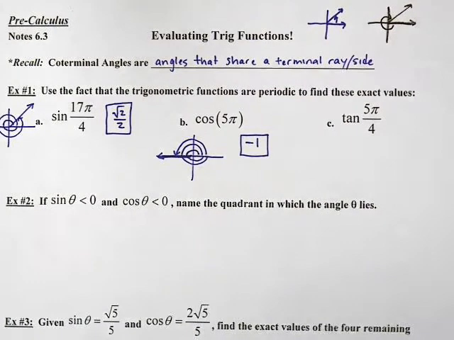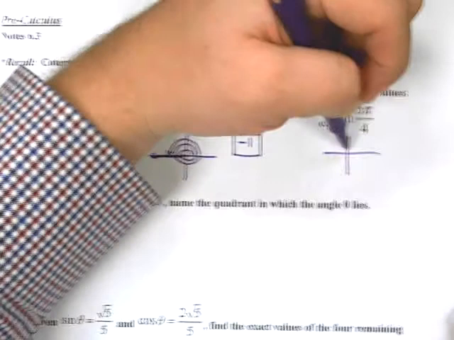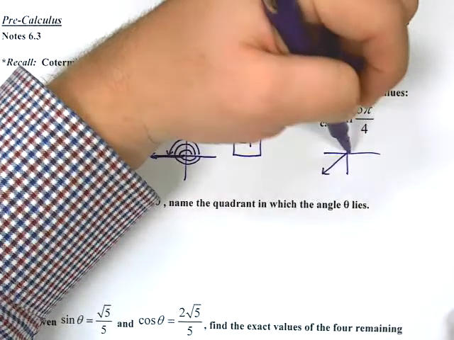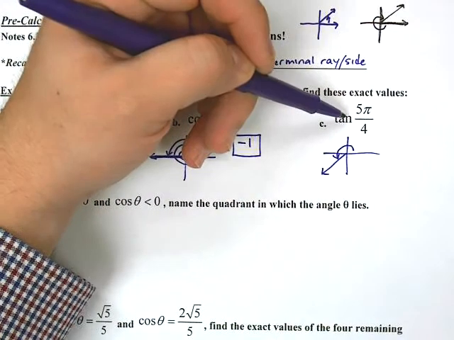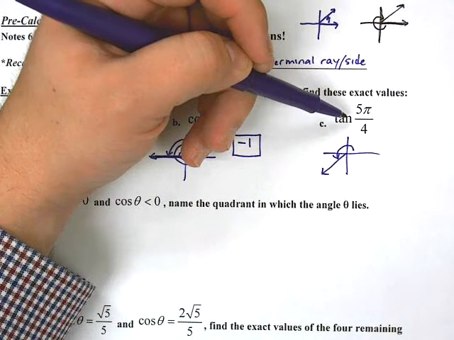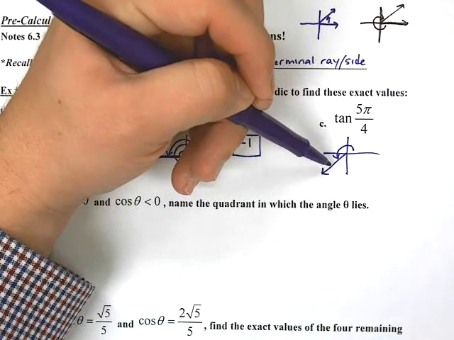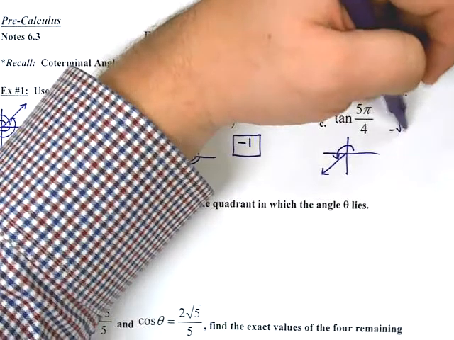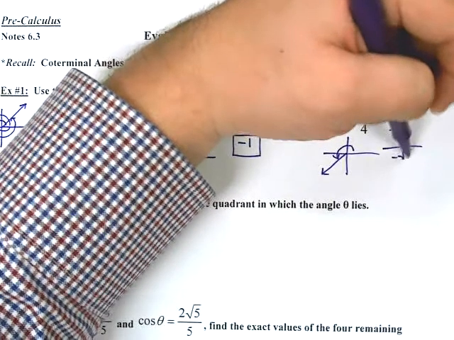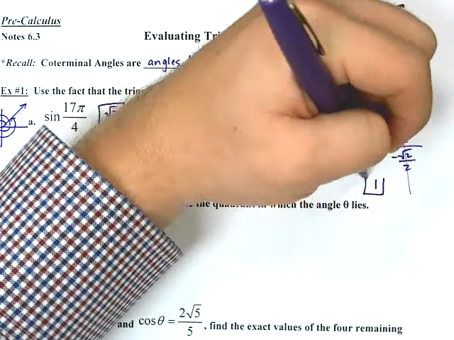The next one should not be a big deal. We know where 5 pi over 4 is. 5 pi over 4, if we drew the picture, would be 4 pi over 4, and then straight down. And what's going on here? Tangent is y over x, or sine over cosine. Well, the sine is negative root 2 over 2, and the cosine is negative root 2 over 2. So what is negative root 2 over 2 all over negative root 2 over 2? Everything cancels, and we just get 1.